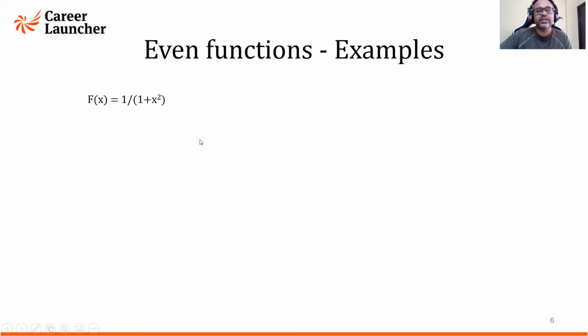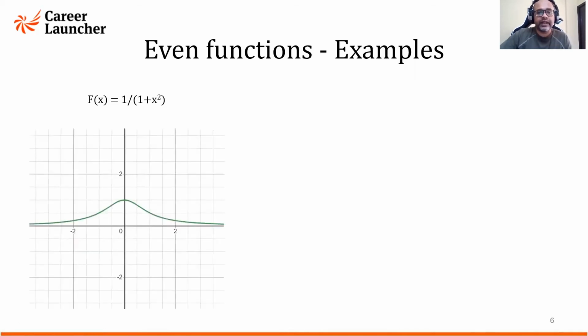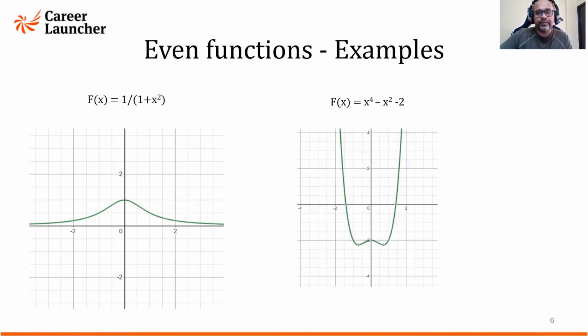Let's take this function f of x as 1 by 1 plus x square. Now this is how the graph looks like. F of x is 1 by 1 plus x square, the graph looks like this. Now, in fact all of these are even functions. So you can see f of minus x, if I want to find, it will again be 1 by 1 plus x square. And both of them are same.